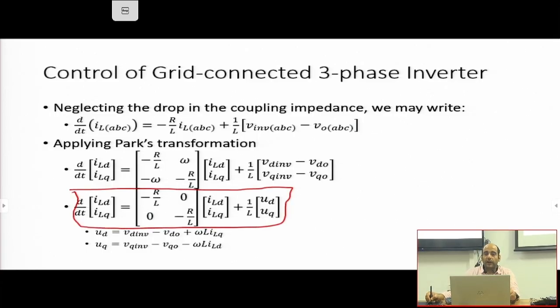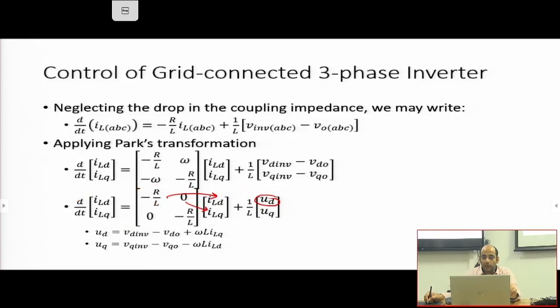d by dt of ILD and ILQ. Now there are no cross coupling terms, because this minus R by L will get multiplied by this, and 0 will get multiplied by this, and here the term is UD. So this is the control variable that we want to get from a controller.